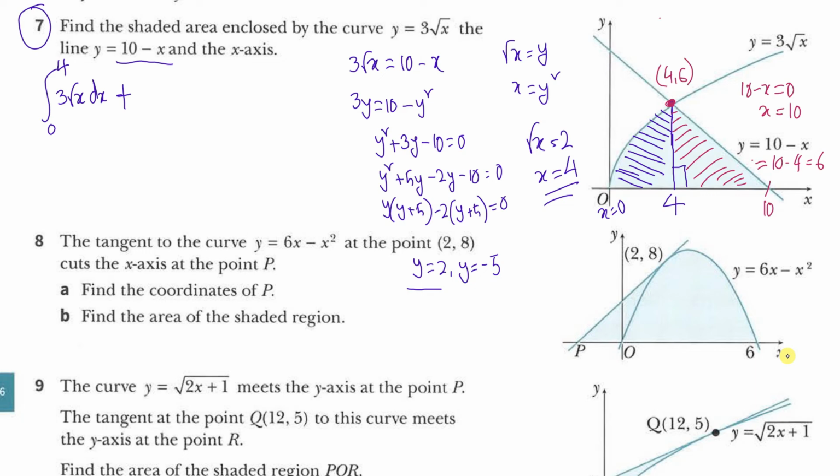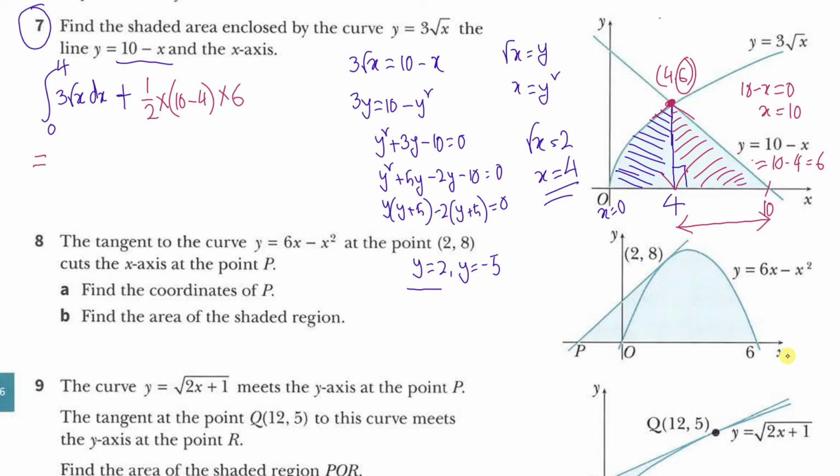So now we can easily find our triangle area, which is half into base into height. Base means this distance, which is 10 minus 4, which is 6. And its height, from here to there, is the value 6 again. So write there 6. Now easily you can find out the answer.